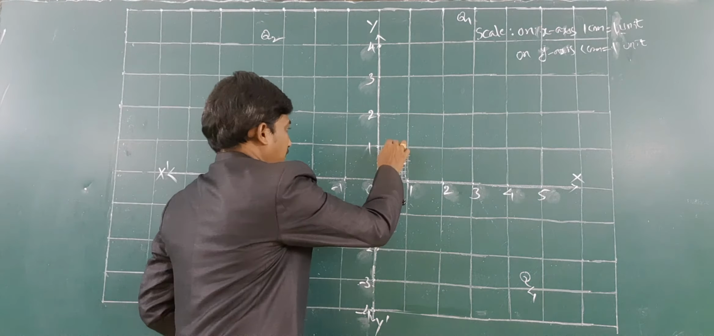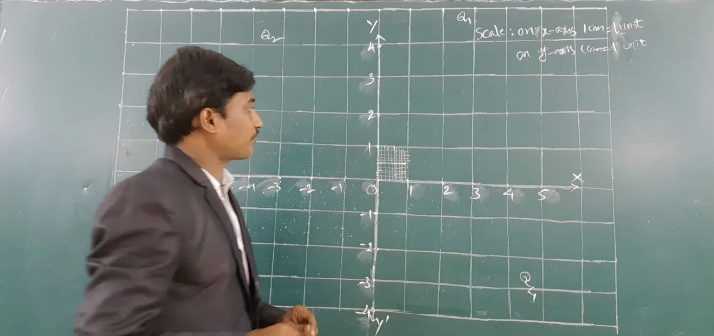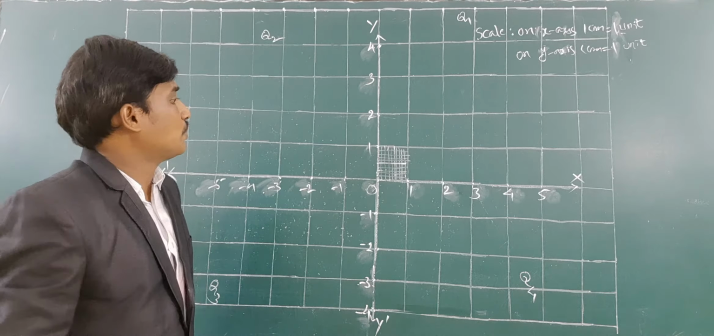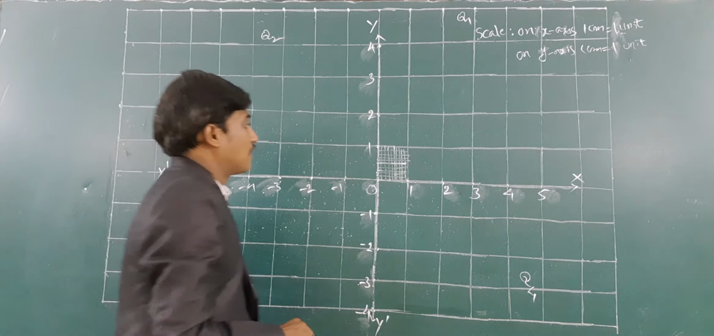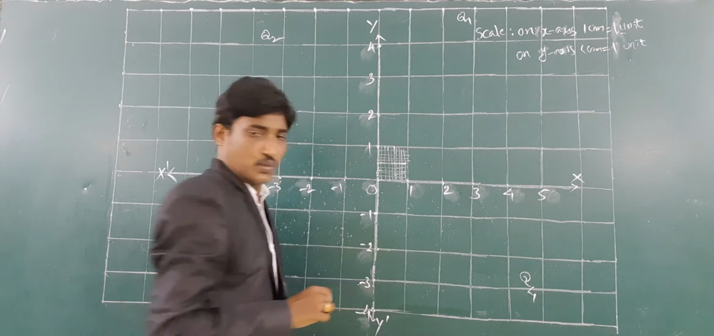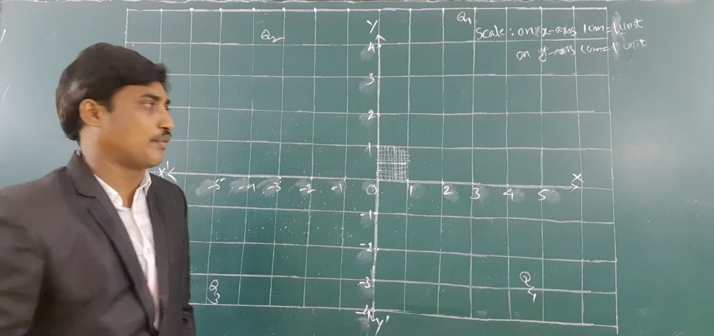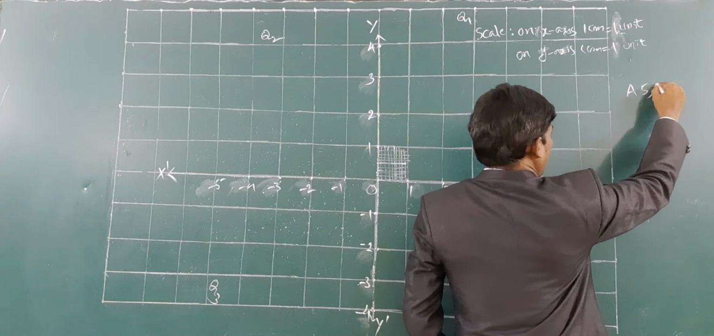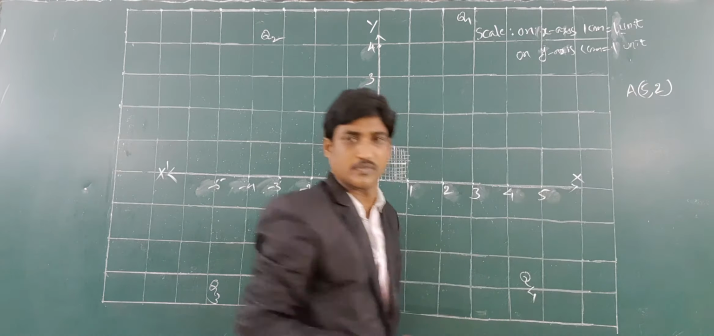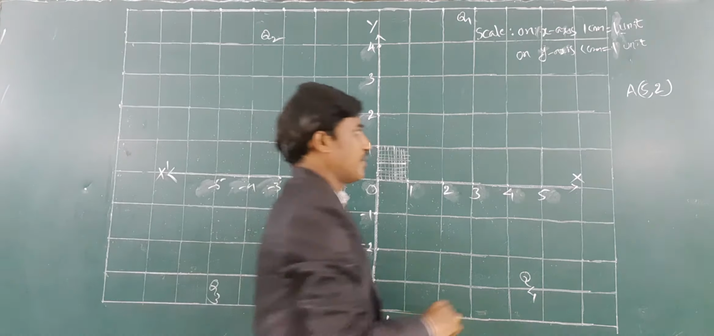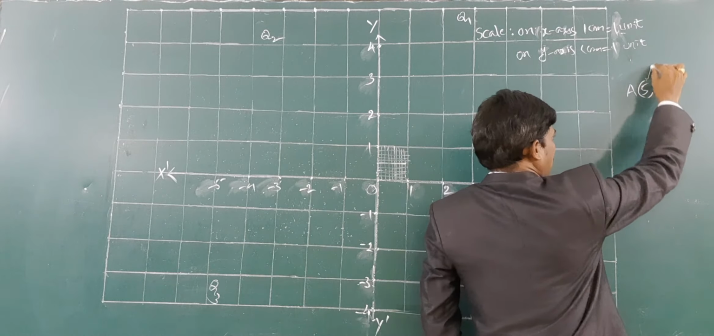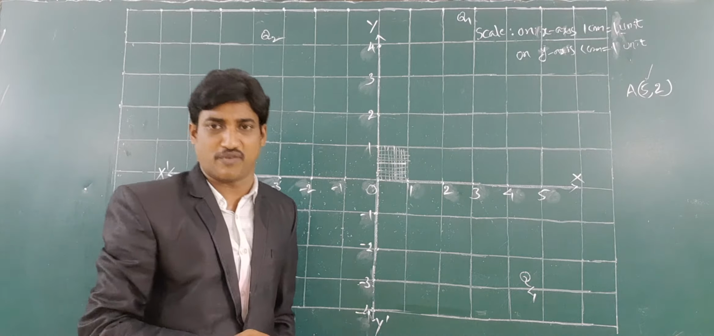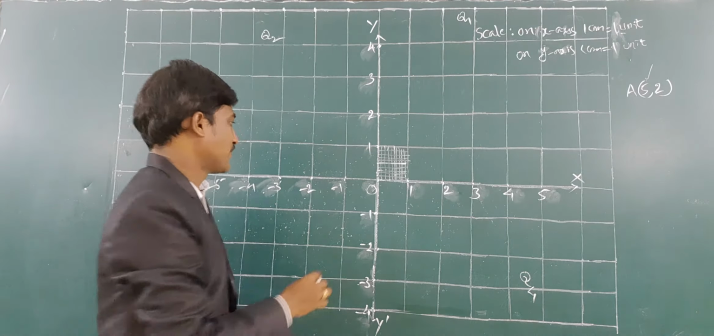Here let us plot some points. Let me plot the point 5, 2. I'm going to plot the ordered pair 5, 2. Its x coordinate is plus 5, y coordinate is plus 2. The x coordinate is plus 5 as it is positive.